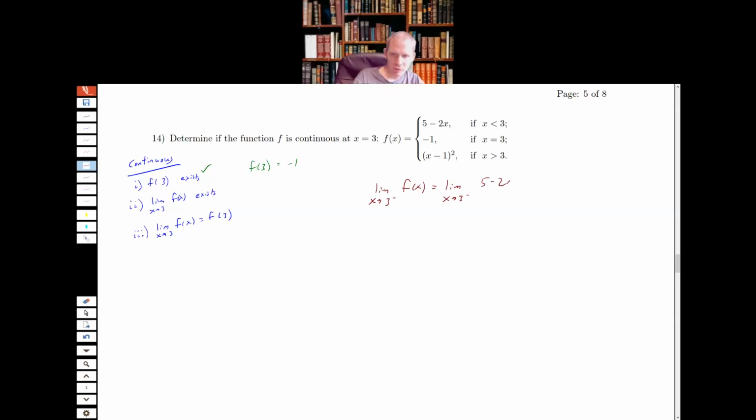And that's 5 minus 2x. And now I can solve this limit using direct substitution. So I get 5 minus 6, or -1.